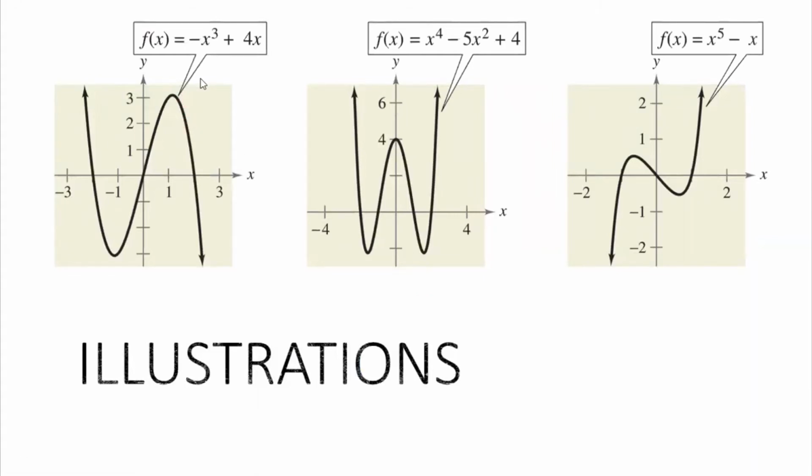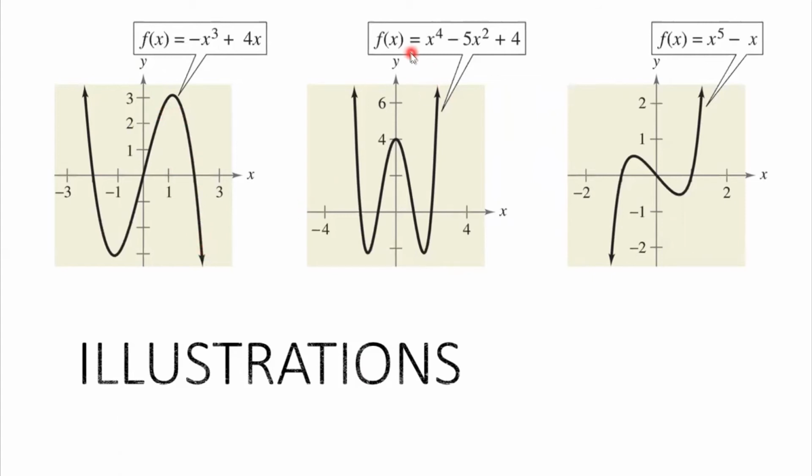So for example, number 1, f of x is equal to negative x cubed plus 4x. We have to identify the degree of this polynomial function. The degree is 3, which is odd. The degree is odd and the leading coefficient is negative. So we expect that the graph starts from here and it ends here, from northwest going to southeast.